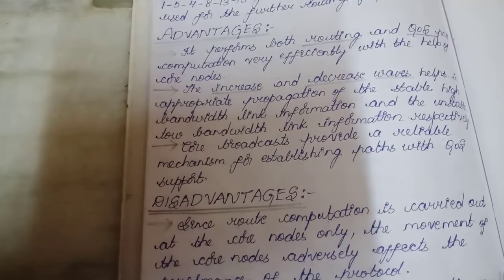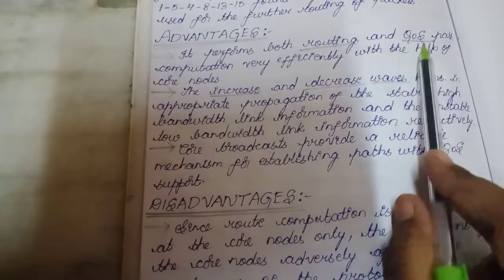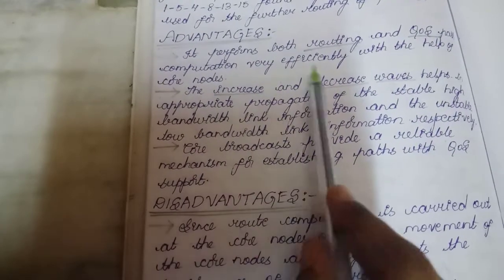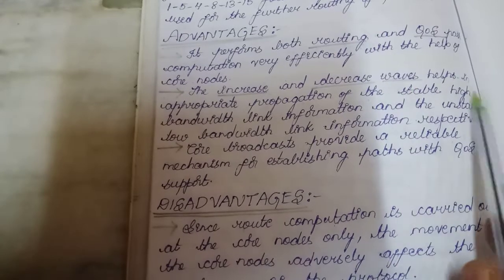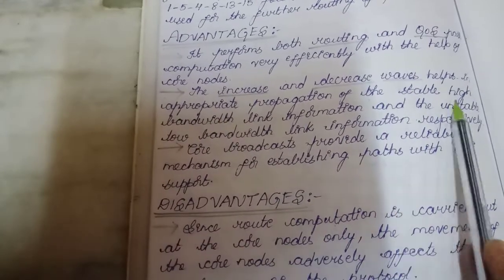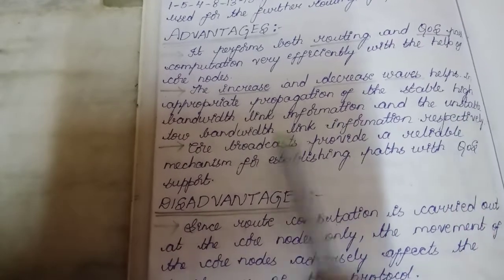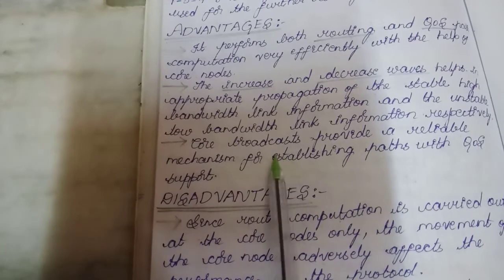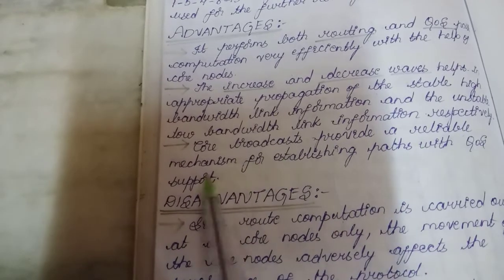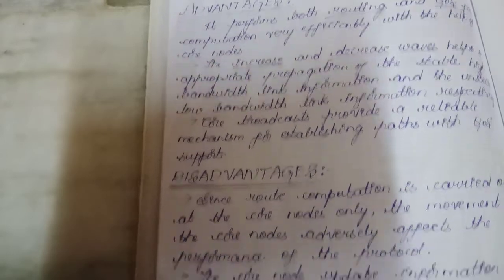These are the advantages. It performs both routing and QoS path computation very efficiently with the help of core nodes. The increase and decrease waves help in appropriate propagation of the stable high bandwidth link information and the unstable low bandwidth link information respectively. Core broadcast provides a reliable mechanism for establishing paths with QoS support.